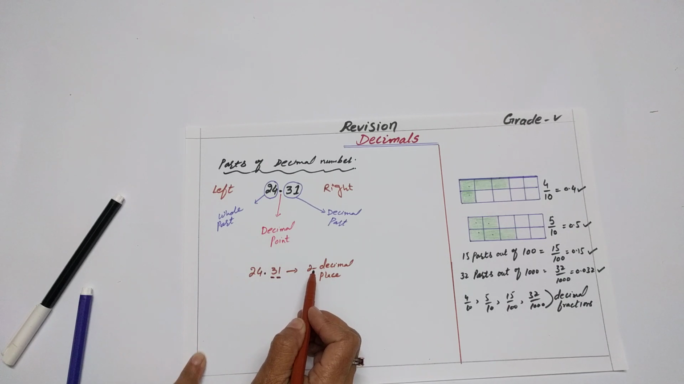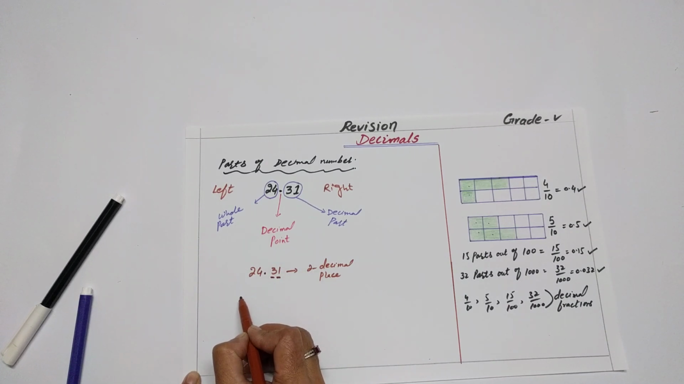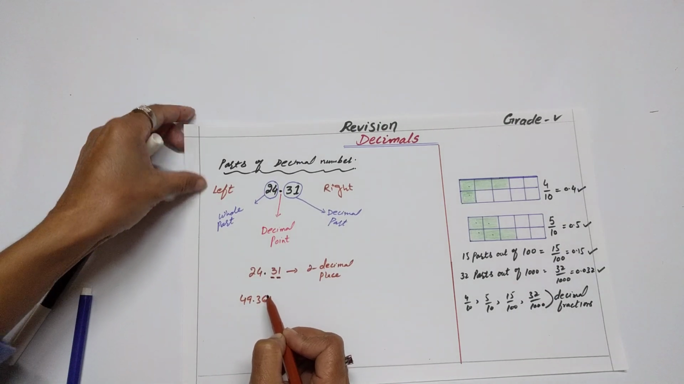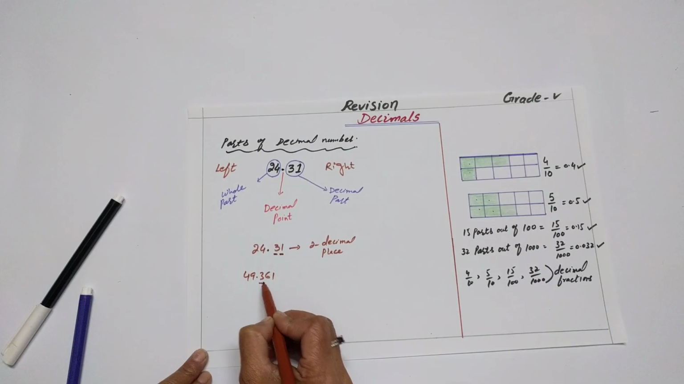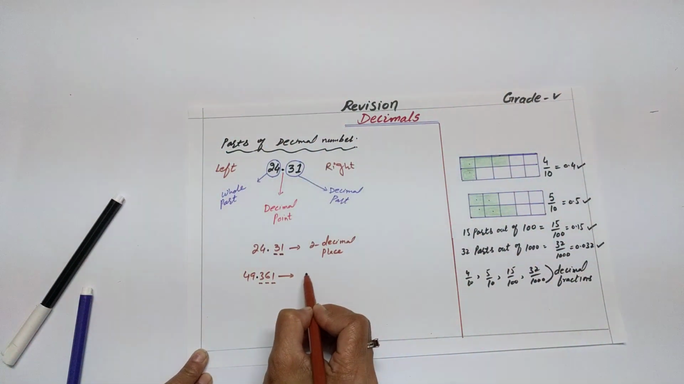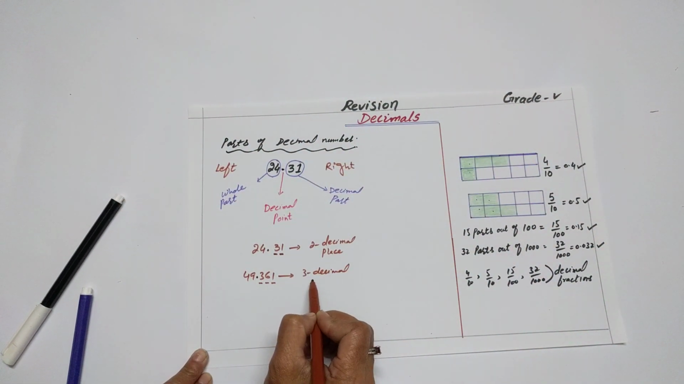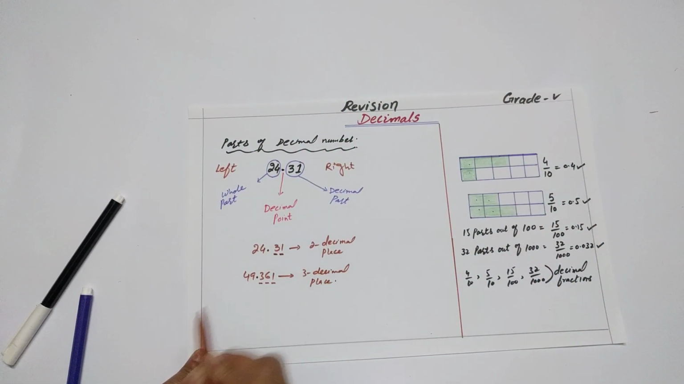Clear? If I have one more number like 49.361, in this number we have 1, 2, 3 digits after the decimal point. So this is called 3 decimal places.